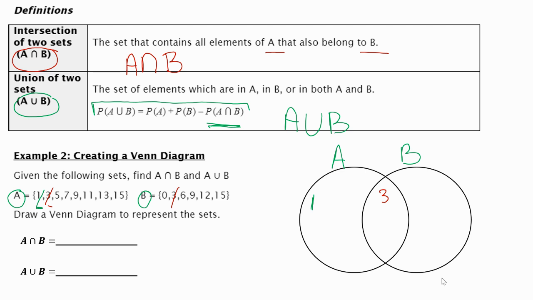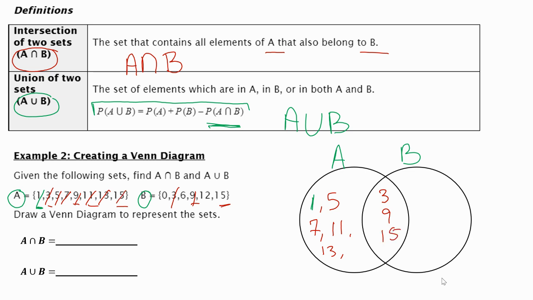And then you can simply just do the same thing here. So, for example, 5 would only fall in A. 7 would only fall in A. 9 actually falls in both of them. So I put 9 in the intersection. 11 would only fall in A. 13 would only fall in A. And then 15, you can see actually falls in both of them.